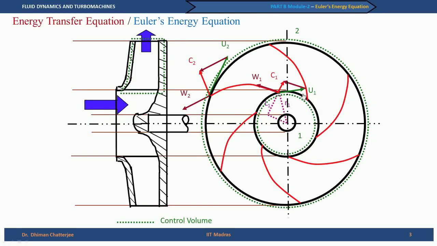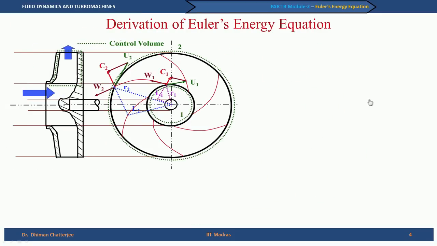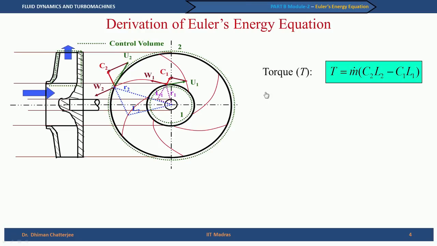In order to get the angular momentum, we need to extend C1 and drop a perpendicular such that the length is given by L1. Of course, the inner radius is R1 as shown, and for C2 the corresponding lengths will be L2 and R2. Now all the lengths and velocity vectors have been marked, and we can find that the torque T is given by m dot multiplied by C2 L2 minus C1 L1, where L1 equals R1 cos alpha 1 and L2 equals R2 cos alpha 2. In short, we write Li equal to Ri cos alpha i.